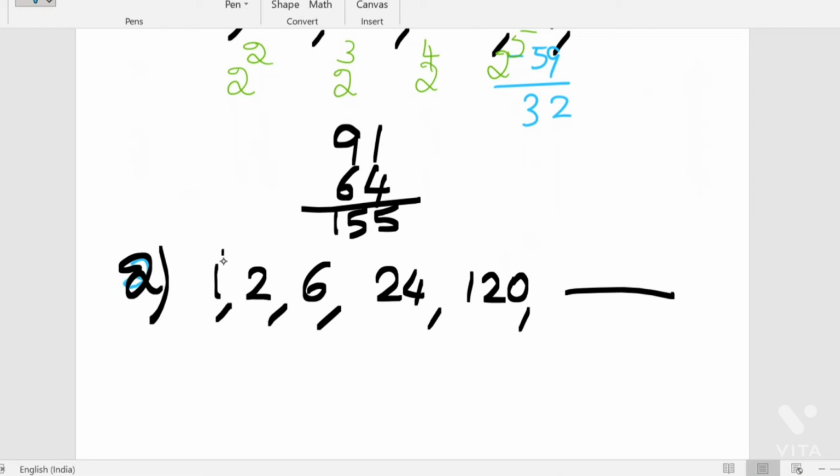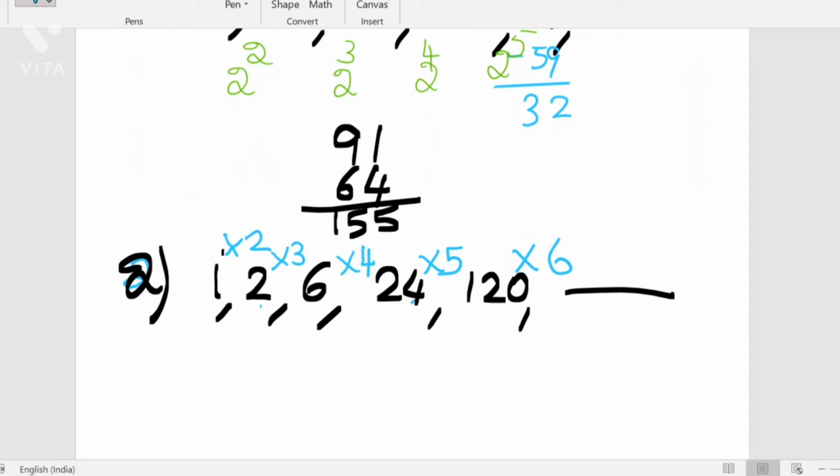So here, 1 into 2 is 2. Next, if you multiply by 3, it makes 6. If you multiply by 4, it makes 24. If you multiply by 5, it makes 120. So what should 120 be multiplied by? 120 into 6 should be the answer for the missing number.